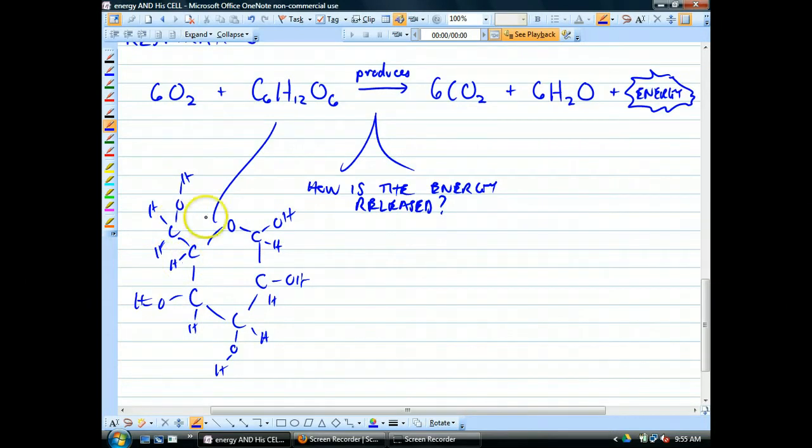Do I get 6 oxygens? 1, 2, 3, 4, 5, 6. Yeah. Look at what the carbons are bonded to. They're bonded to each other. So let me just write a little note. Carbon bonded to carbon.